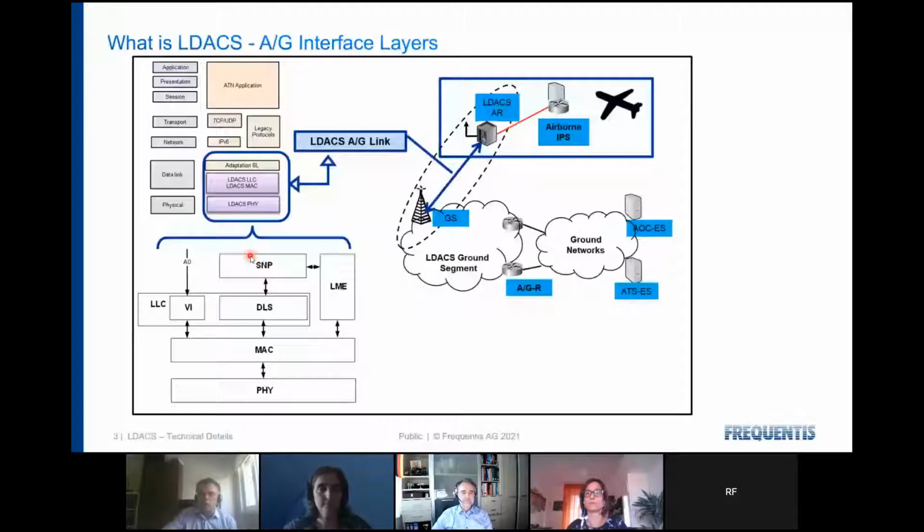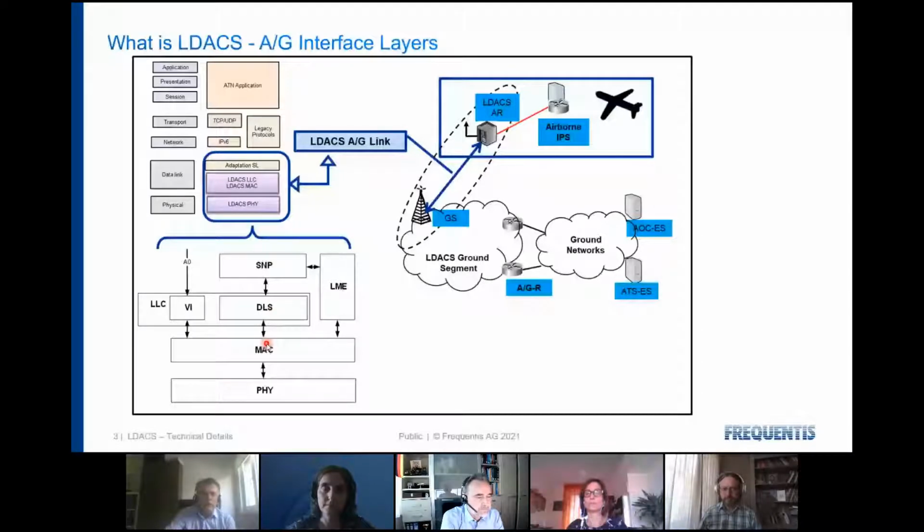Starting on the top, you see the sub-network protocol, which provides the interface to the network layers like IP version 6 or OSI or ACAS. The data link layer consists of two sub-layers: the logical link control layer and the medium access control layer. The logical link control layer is further subdivided in the voice interface, which covers the voice services, and the DLS, which is responsible for providing communication service with different class of services for the higher layers. The physical layer provides the means to transfer data over the radio channel, and finally you see the link management entity, which is doing the cross-layer management for the whole LDACS protocol stack.